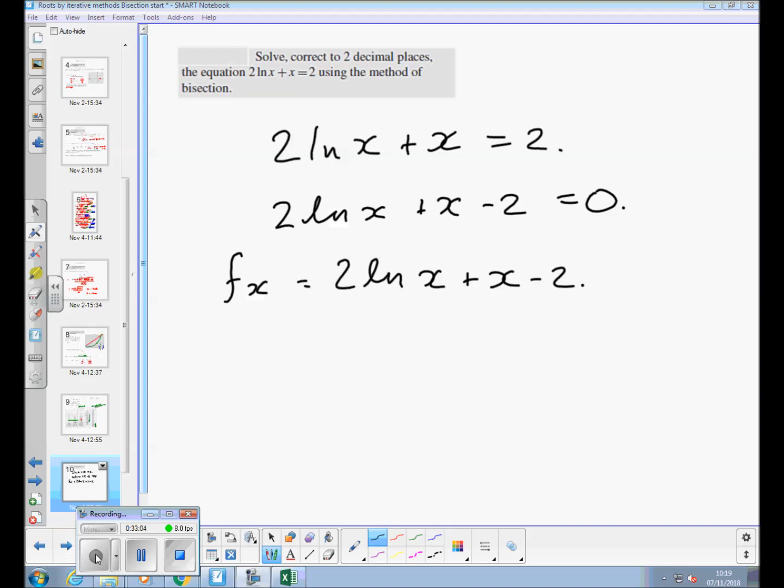Yeah? Now, the first thing I need to do with this type of thing is equate that function to 0. What equating to 0 means is move everything to the left hand side so that you've got a function equal to 0.